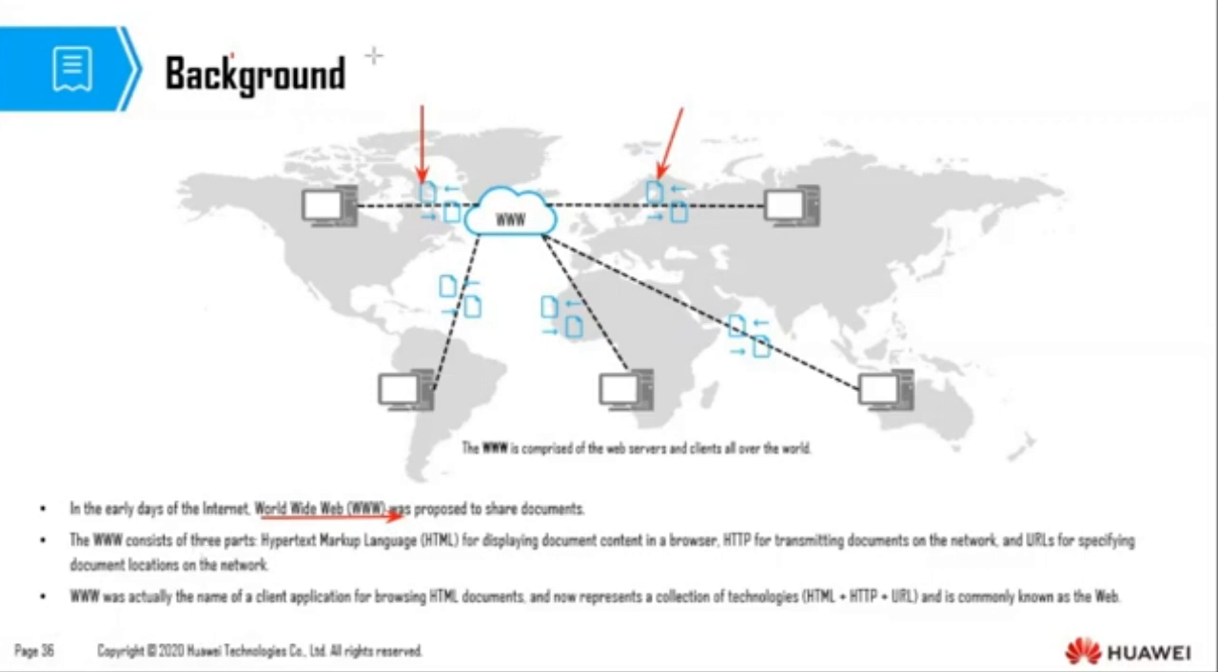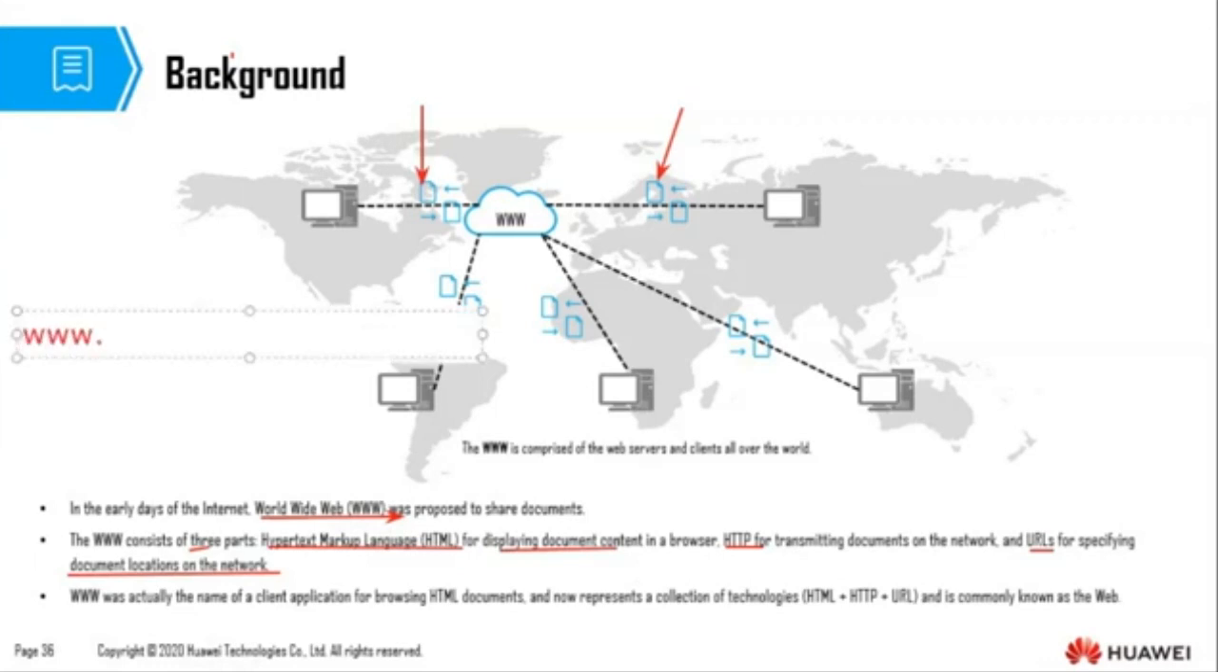Now the WWW or World Wide Web consists of three parts. The first part is the HTML. The HTML or hypertext markup language is used for displaying the document content in a browser. The second part is what we call HTTP. HTTP is used to transmit documents on the network. Then we have the last part, which is URL, that is used to specify the document location on the network.